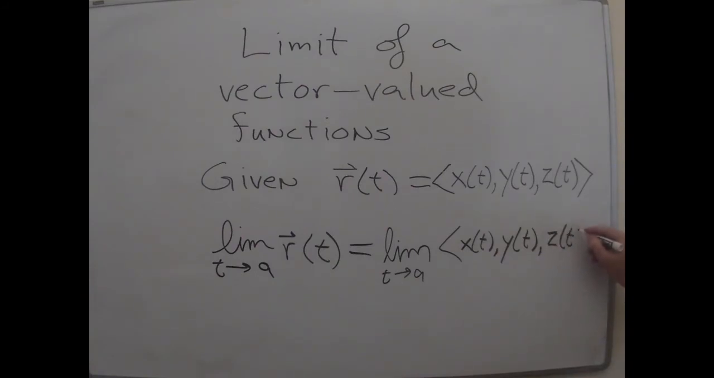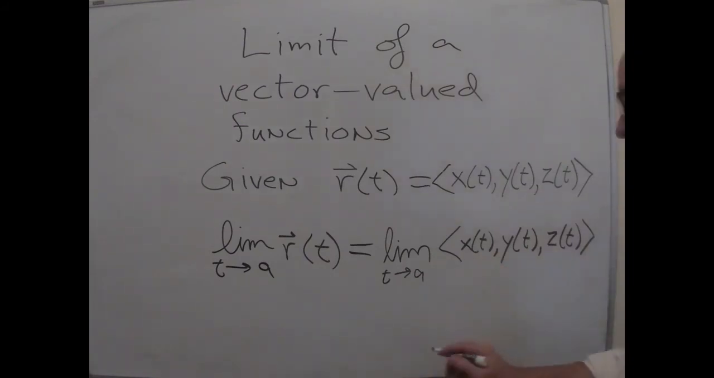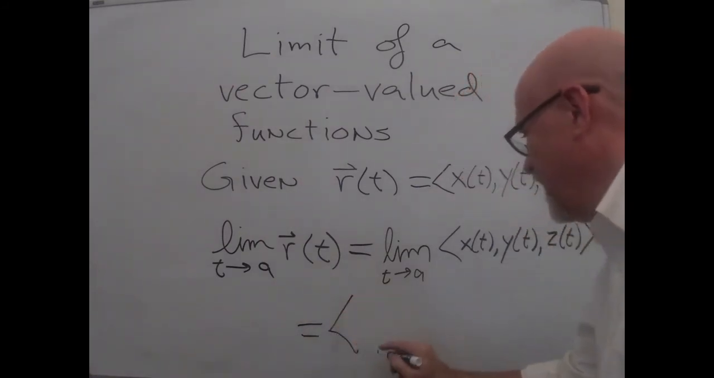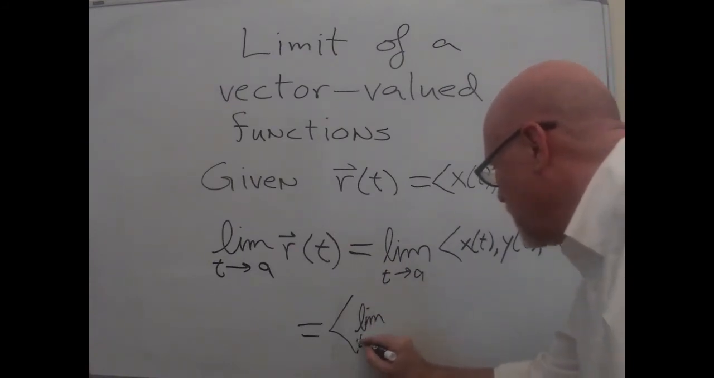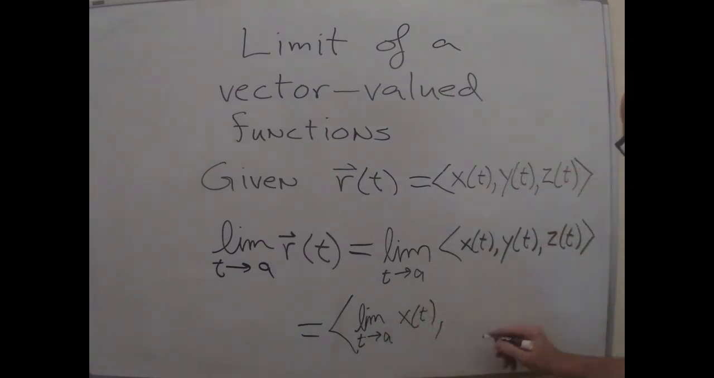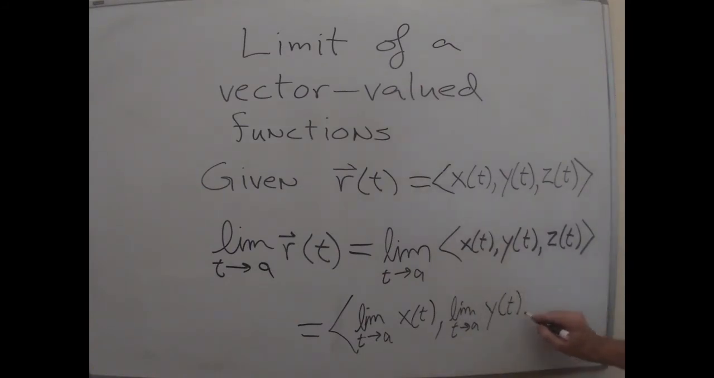And then we'll distribute the limit-taking process into the pieces of the vector. So it finally looks like so. Whoops, not like that. Start with the vector brace. Inside in the x-coordinate, we'll have the limit as t goes to a of x of t. And then in the y-coordinate, it'll be the limit as t goes to a of y of t. And finally, the limit t going to a again of z of t.